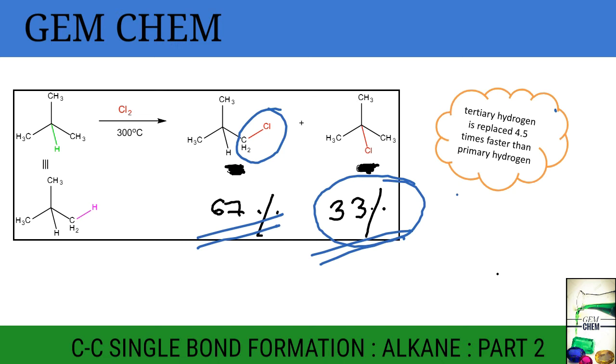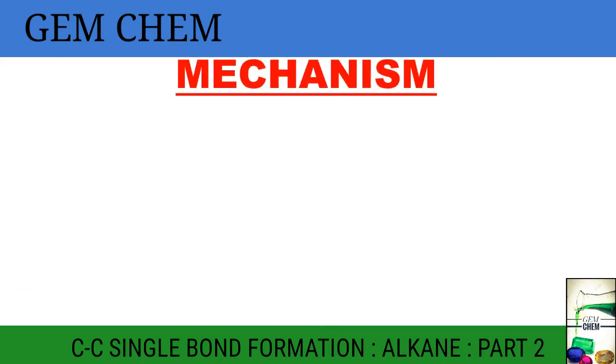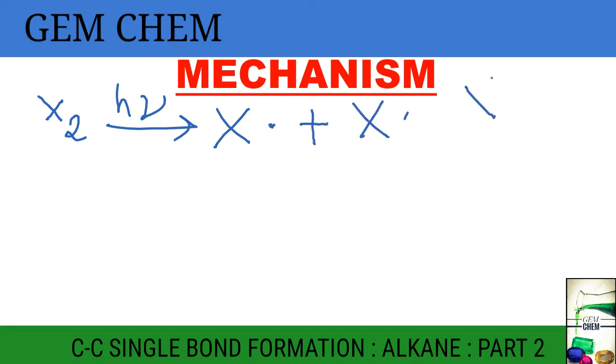Now we will see the mechanism for the reaction. So let us see what is the mechanism for halogenation reaction, specifically for all halogenation reactions. Suppose we take a halogen as X2, then in presence of light, UV light or photon, it breaks up into radicals, that is two X dot. That is, the bond is broken from between.